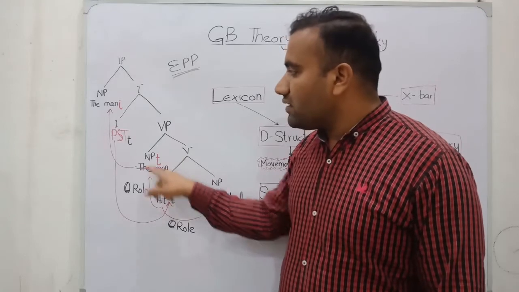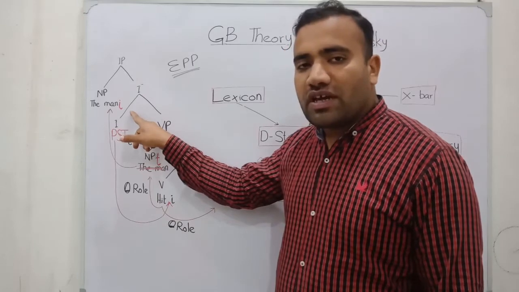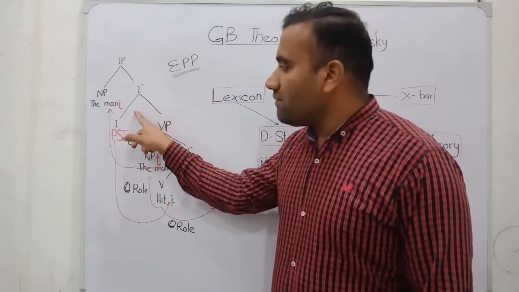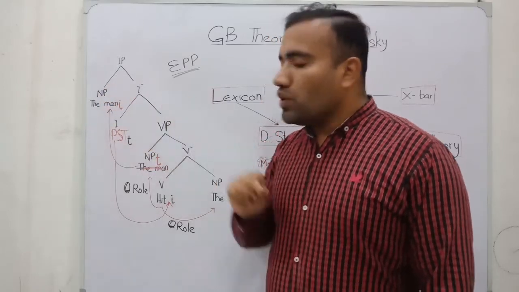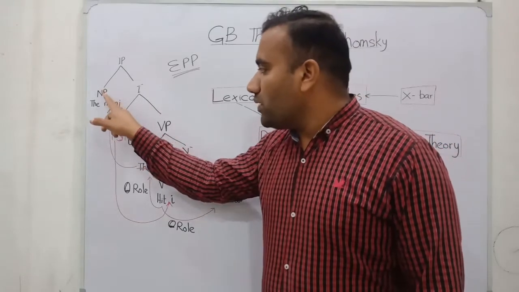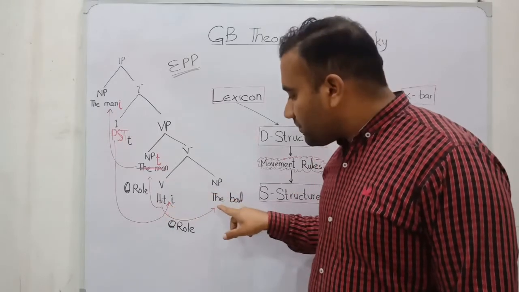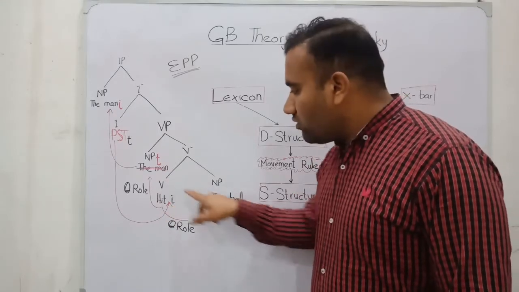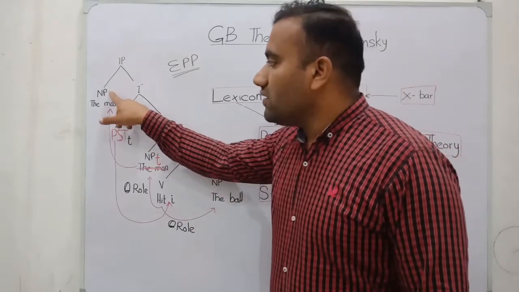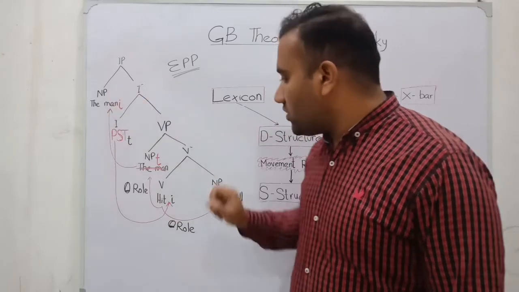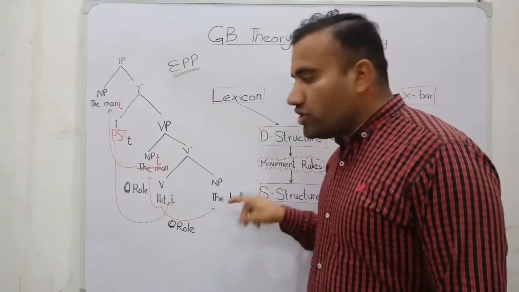And if the man comes to this place, and this I bears a case feature, this I assigns the man the nominative case within the local domain. This is the local domain of I, and this is the local domain of V. And here at the V domain, we assign the accusative case, and I assigns the nominative case at the specifier position, and we assign the ball the accusative case at its complement position.